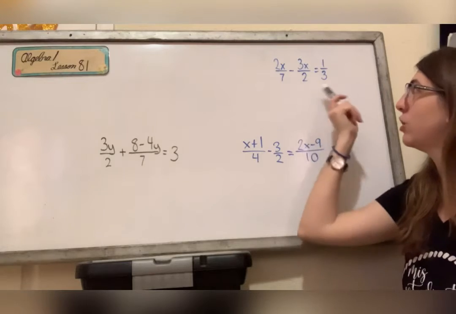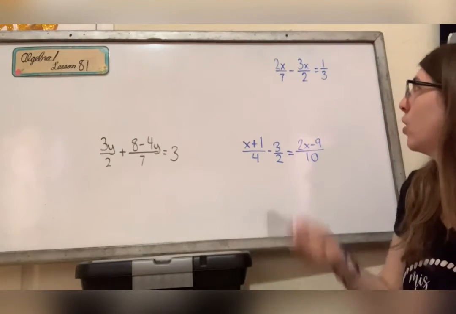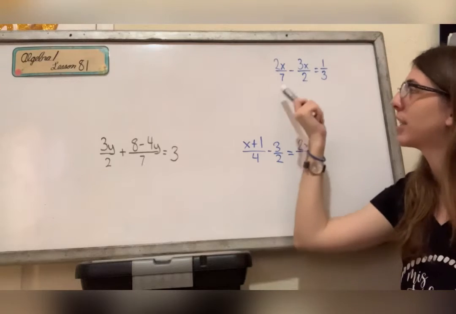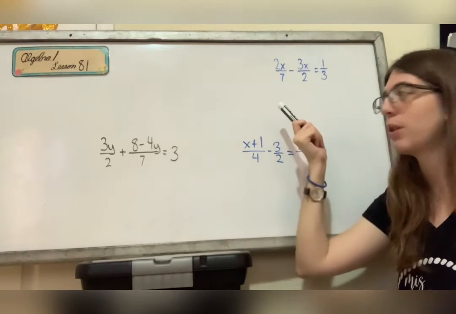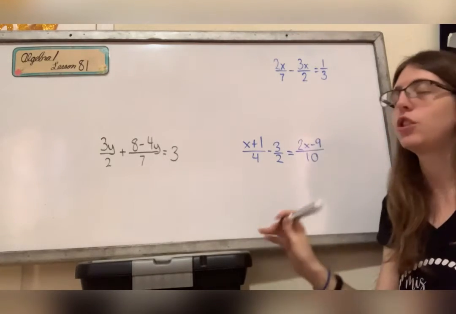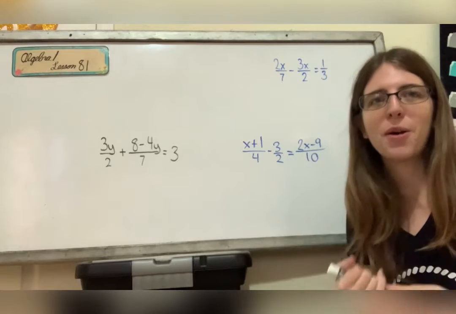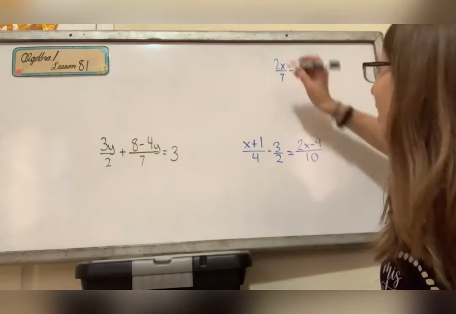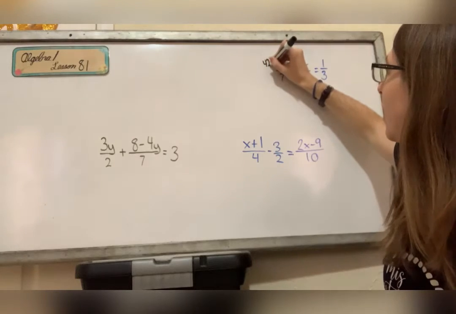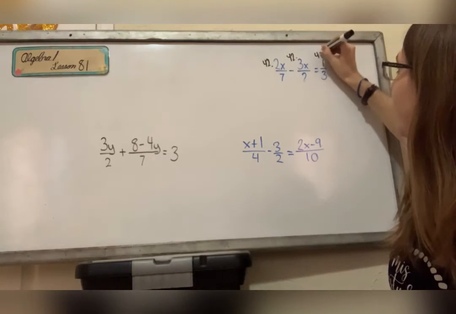Let's look. 7, 2, and 3. What's their least common multiple? Well, 7, nope, that won't work. The next multiple of 7 is 14. Nope, 3 is not in 14. 21? Nope, 2 isn't in 21. Keep going. I'm not going to keep going with you on the video because we don't have as much time, but it would be 42. So I'm going to multiply each term by 42.